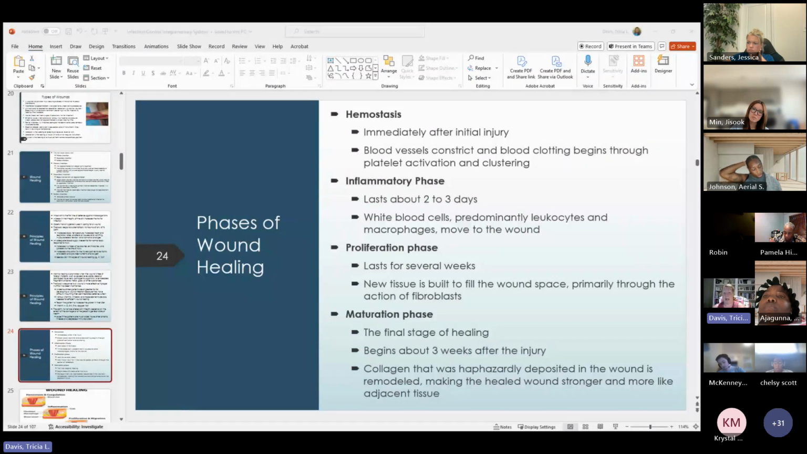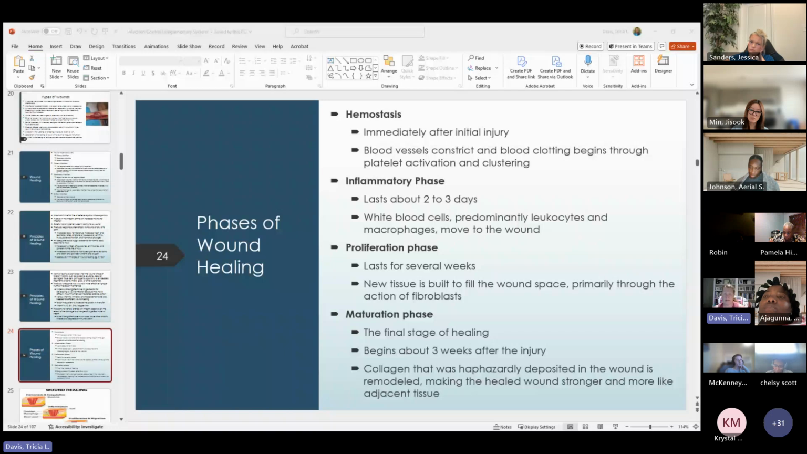So our body is like, holy schmoly, what happened? There's been an injury somewhere. So our vessels are going to constrict. Our blood is going to start to clot because the body's like, hey, I don't want to lose all my blood. So all of our platelets are going to go to that area. They're going to cluster together in that area to form a seal so no blood escapes, and then they're going to start that inflammatory process.